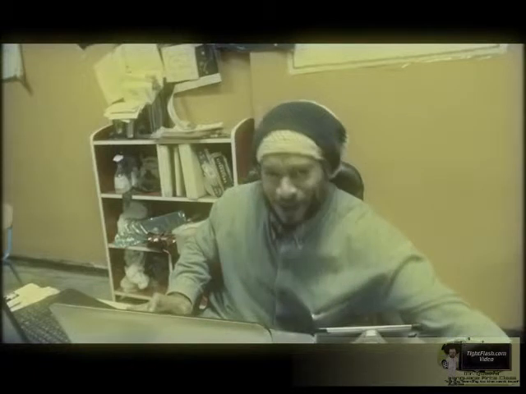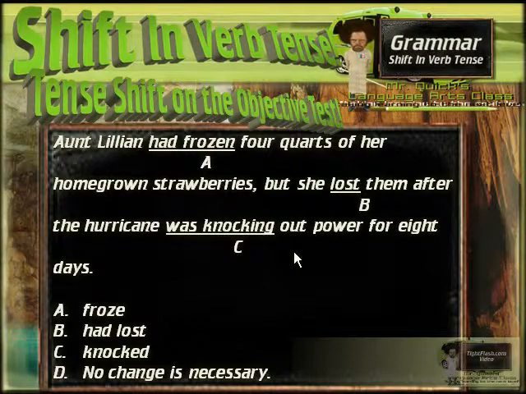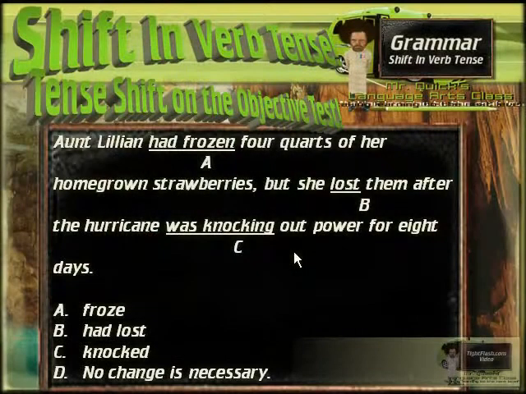That's a humongous hurricane. For 8 days, the hurricane? It doesn't make sense, does it? Let's analyze the sentence. Aunt Lillian had frozen 4 quarts of her homegrown strawberries. I wish I could get some of that. Okay, so that's fine. But she lost them after the hurricane. Okay, she froze them, but then she lost them because of the hurricane. Okay, that makes sense.